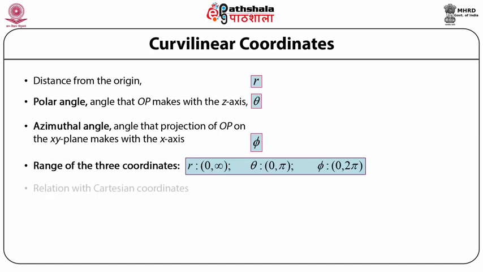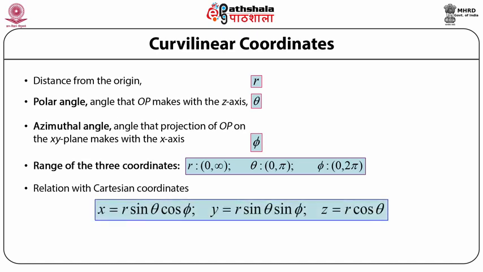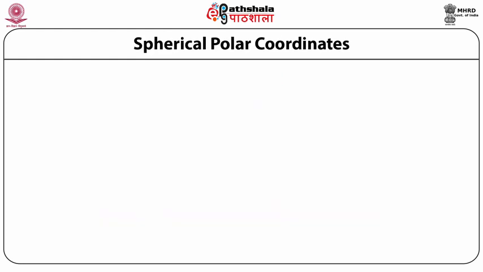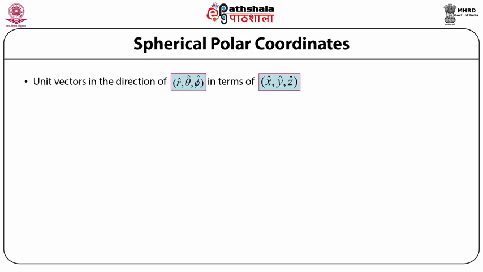And if we want to write down the relation with the Cartesian coordinate system, then the Cartesian coordinate x is equal to r times sine of theta times cos of phi. Cartesian coordinate y is equal to r times sine of theta times sine of phi. And Cartesian coordinate z is equal to r times cos of theta. Now the unit vectors of the spherical polar coordinate system are denoted by unit vector r, unit vector theta and unit vector phi.